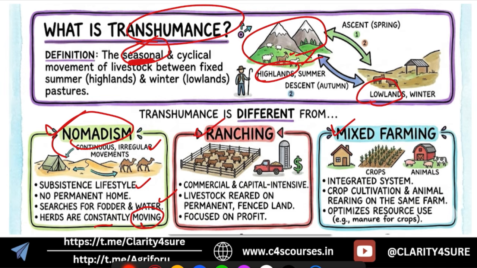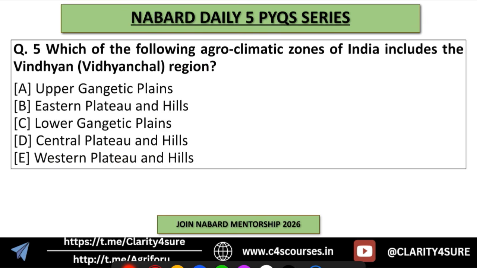Then ranching is commercial and capital-intensive livestock rearing on permanent, fenced land, and the focus is on profit. Mixed farming is livestock rearing along with crop cultivation, an integrated system where crop cultivation and animal rearing are done on the same farm, which again optimizes resource use. I hope you are clear with every concept.